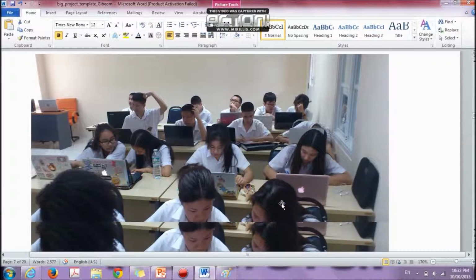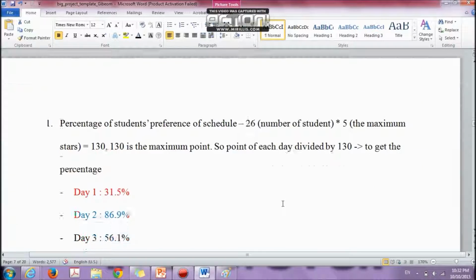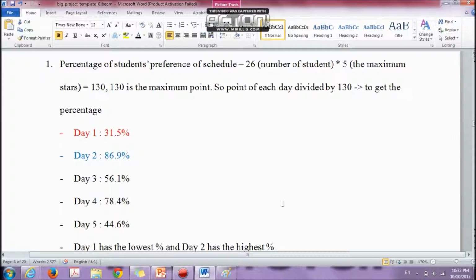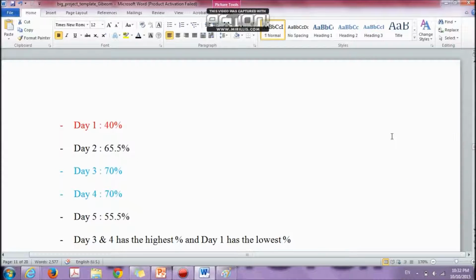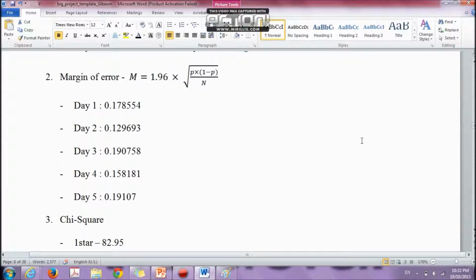Based on the survey, I got the results. First, the probability of students' preference for each day. For 10N, day 2 had the highest and day 1 had the lowest. For 10G, days 3 and 4 had the highest and day 1 had the lowest. Second, the margin of error was not higher than 0.23 for both 10G and 10N. Margin of error is the error between the real mean and the sample mean.